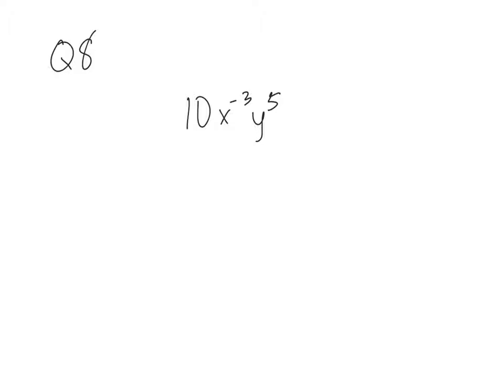So in order to represent that, we're going to make this into a fraction and move anything that has a negative exponent to the denominator. That will allow us to switch it to a positive exponent. Anything that does not have a negative exponent stays in the numerator. So my answer would be 10 y to the 5th, x to the power of 3.